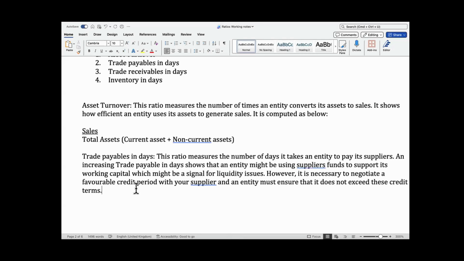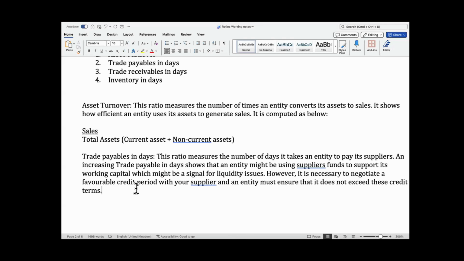So for me, when I want to interpret this, if I'm seeing it increasing, I would compare this with the liquidity ratio. If the liquidity ratio also is not good, I will tell the examiner that the delay is as a result of the company not having money. Why these trade payables in days are increasing is because they don't have money. And that is reflected in their liquidity ratios. That's how I'm going to interpret it.